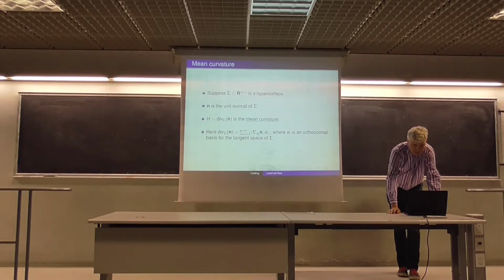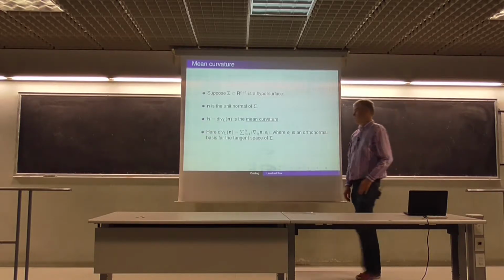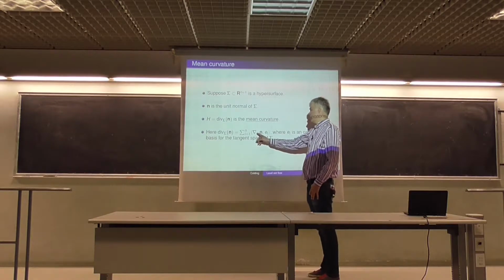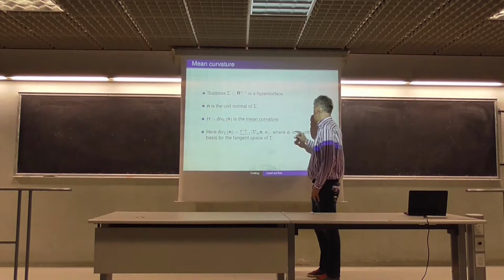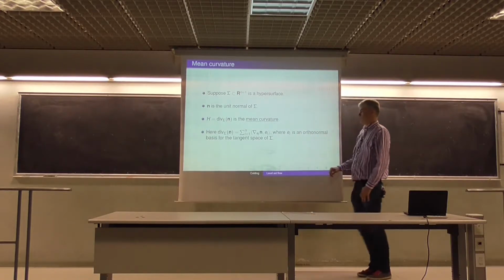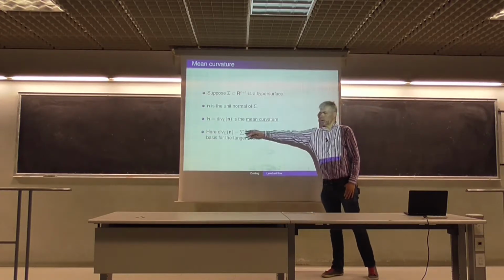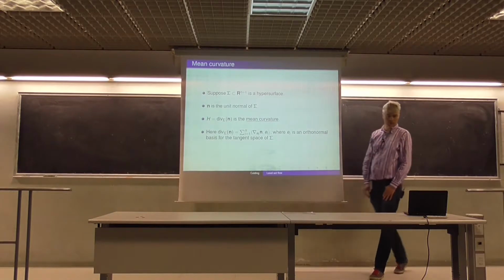To write out what this divergence is: it's a sum of the derivative of the unit normal in the direction of e_i, inner product with e_i, where e_i is an orthonormal basis for the tangent space at the point where you want to evaluate this divergence.